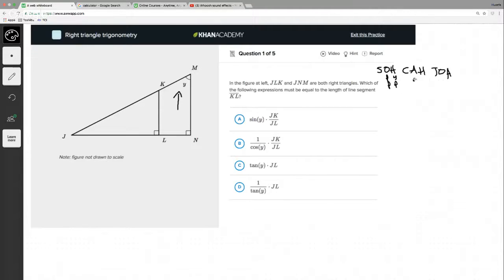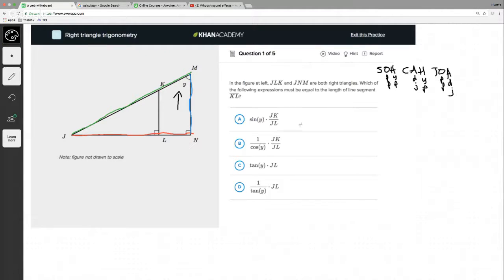This is adjacent over hypotenuse. And this is opposite over adjacent. So just remember that. So sine of y, what is opposite y? What is opposite y is this whole entire side for the big triangle JMN. And what is adjacent to y is this guy in blue. And the hypotenuse, it doesn't matter what angle you're choosing, is just this nice green line right here.